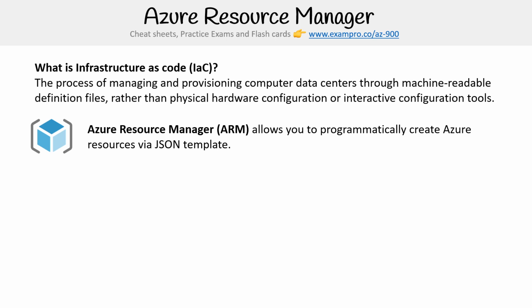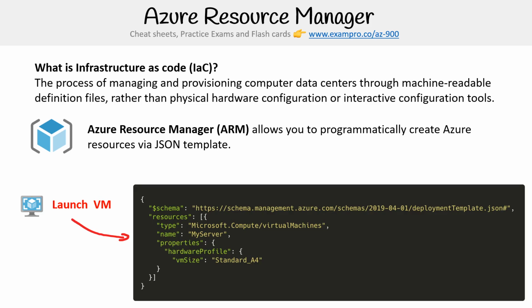So the infrastructure as code service for Azure is called Azure Resource Manager, or ARM for short, and it allows you to programmatically create Azure resources via a JSON template. I'm just going to show you what that template looks like. So you'd make this template, and it would allow you to launch a virtual machine.